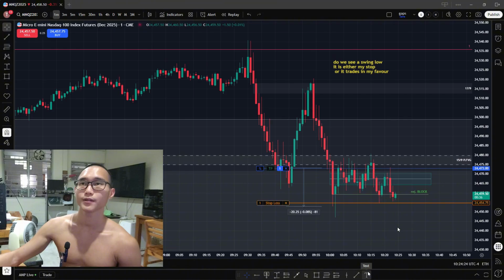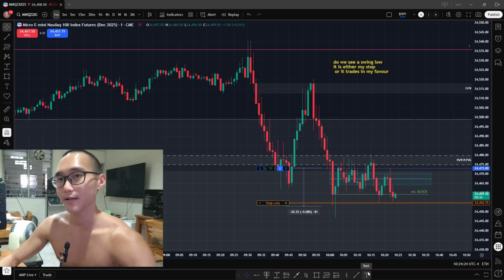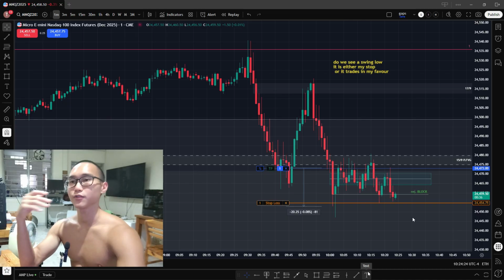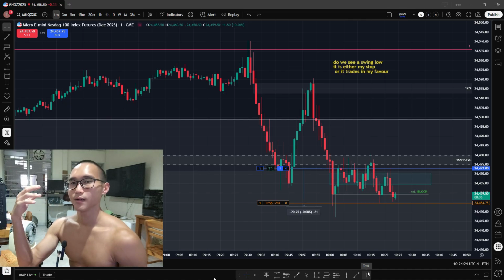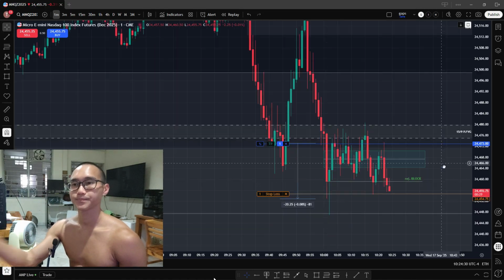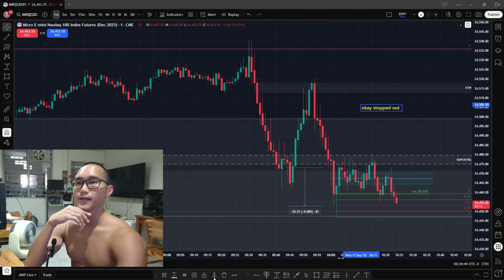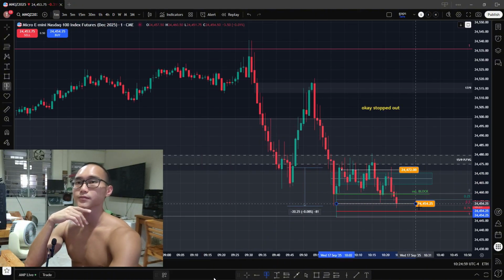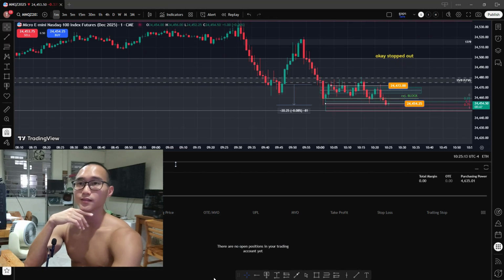Yeah, so just typing, it is a do or die right now. Either my stop, either it trades to my favor, because we have an immediate rebalance right here. So generally, when we have this kind of price signature, we want to see price give us confirmation, give us feedback whether it's going to be on side or not. And boom, there we go. Stop out. Just journaling.